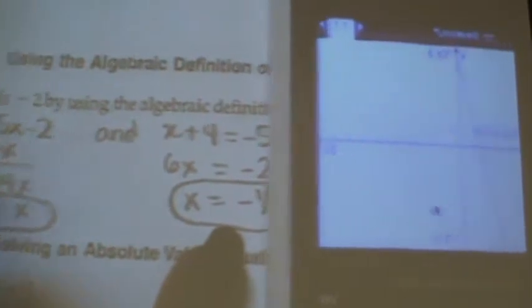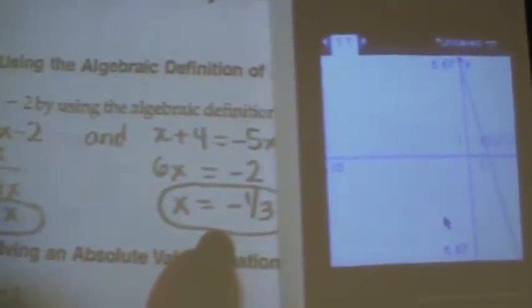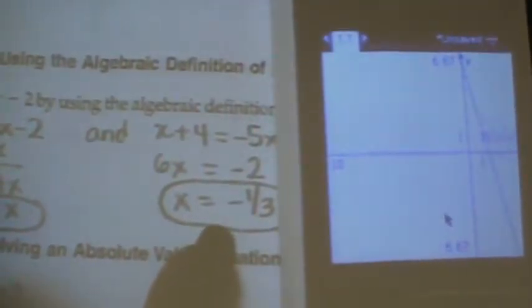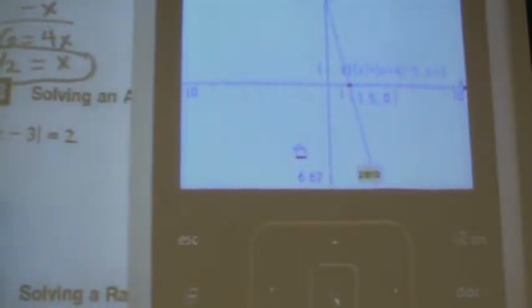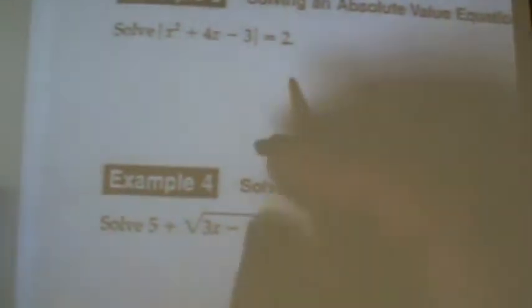Now, where's that other answer? It's extraneous. It's not going to show up. So, let's review. How do you find that answer? You hit menu, analyze graph. We're going to calculate the zero. The lower bound, we're going to say it's 1. And the upper bound, let's say 3. And there it is, 1.5. Amazing. Okay? Let's take a look at example 3.